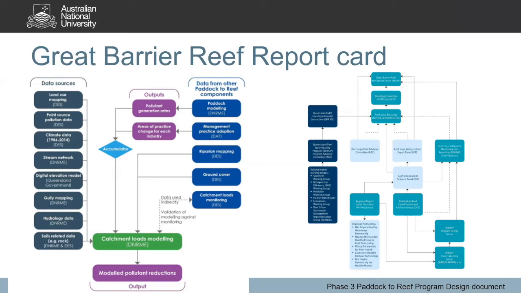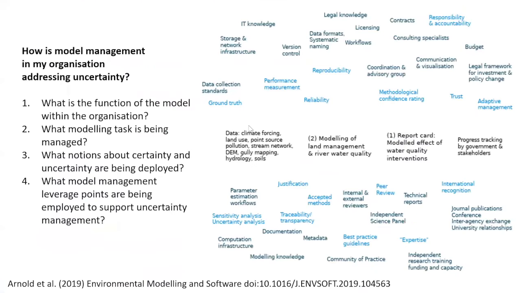So if we think about a central process here where we've got data feeding into modelling, feeding into the report card, feeding into progress tracking by the government and stakeholders, if we think about, well, what is the role of the uncertainty here? And how does it fit with the model management processes of the organisation? So we can think about what is the function of the model within the organisation. Here we're delivering a particular product, or running the model and updating it each year.